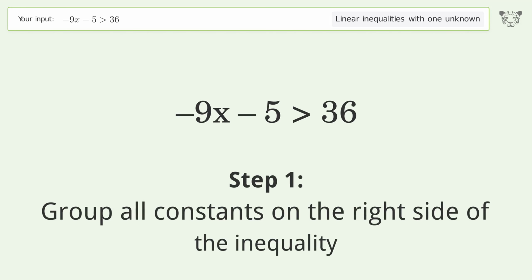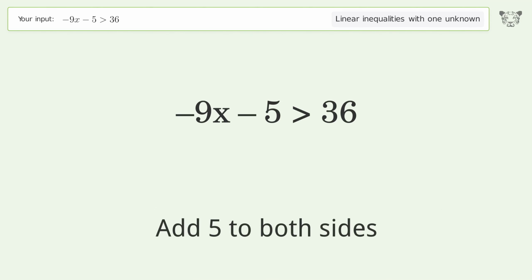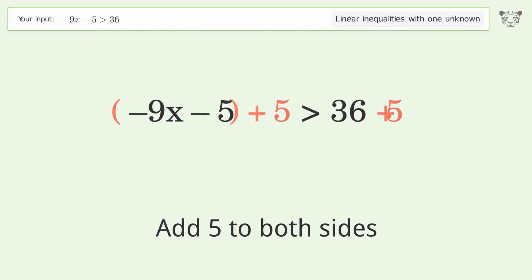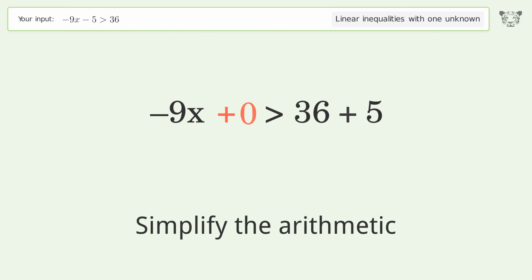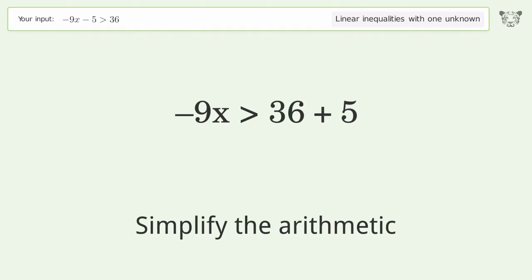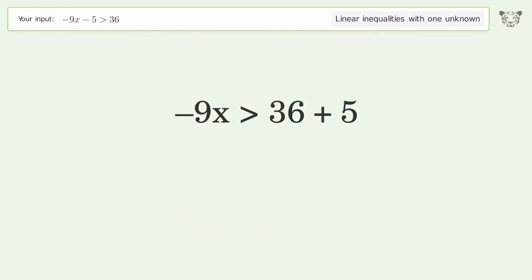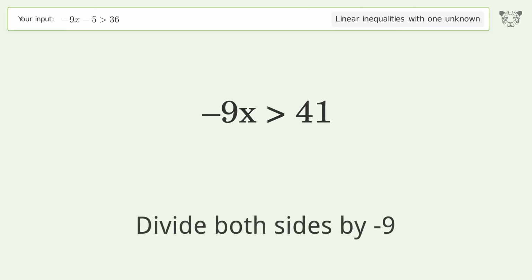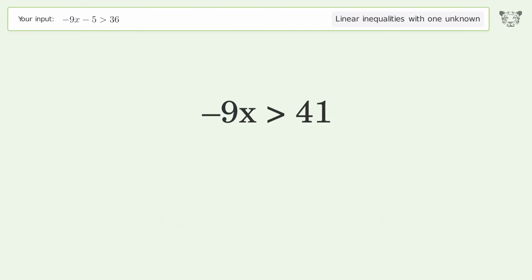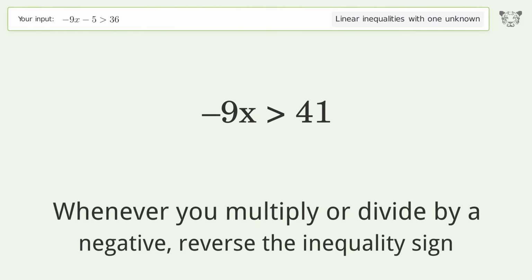Group all constants on the right side of the inequality. Add 5 to both sides. Simplify the arithmetic. Isolate the x. Divide both sides by -9. Whenever you multiply or divide by a negative, reverse the inequality sign.